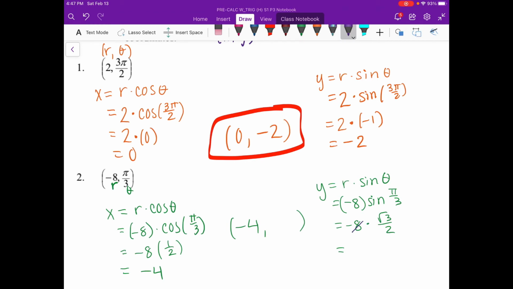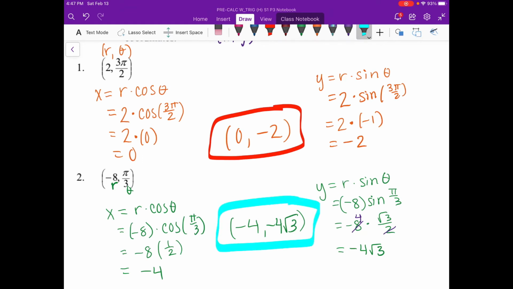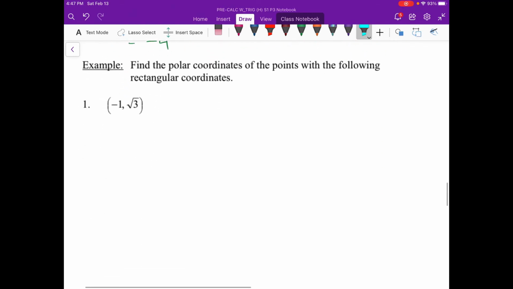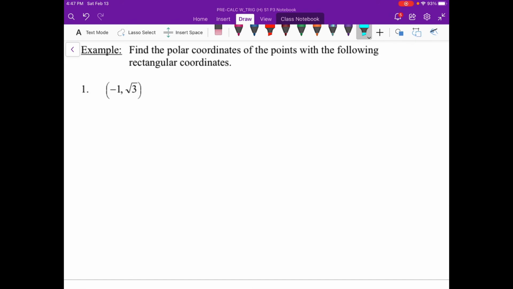And then just simplify that. We're simplifying this as these cancel and this becomes a 4. So I can write it as negative 4 square root of 3. And that would be your y value. Okay, which makes that your point in rectangular coordinates. And that's it. So this is the easier one. Now we are going to go backwards and find the polar coordinates given the rectangular coordinates.